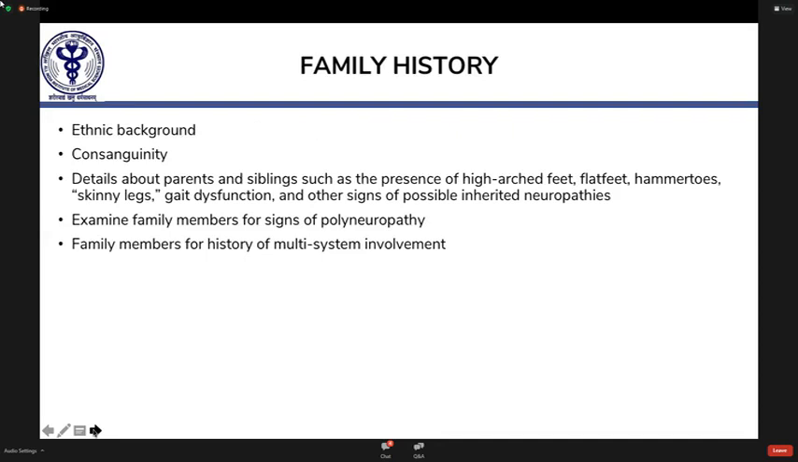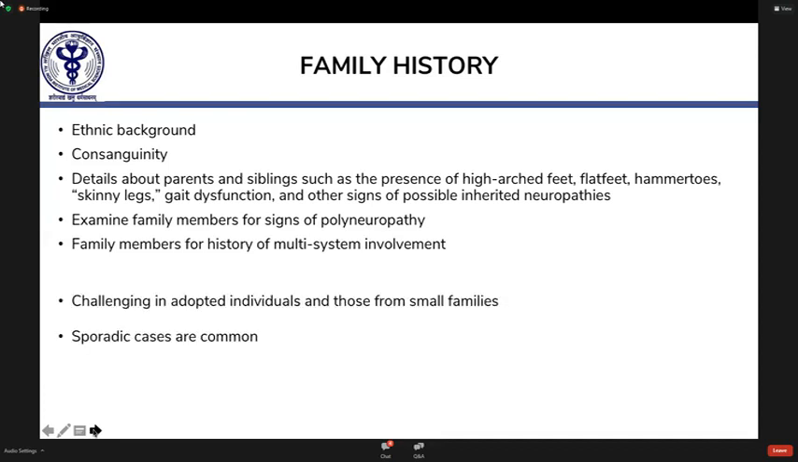Family history is very important: the ethnic background, consanguinity. You should go into more detail about the family history, rather than just asking whether there is a similar disease in the family. Ask about grandparents and siblings, and the presence of high arched feet, flat feet, hammer toes, skinny legs, or gait dysfunction. These may suggest an unrecognized inherited neuropathy in the family. It is always better to examine family members if you suspect an inherited neuropathy, as they may have signs that are not picked up. Family members may have multi-system involvement, like in mitochondrial disease. It is sometimes challenging in adopted individuals, small families, or sporadic cases with de novo mutations, who may not have a definite family history even though the disease is genetic.